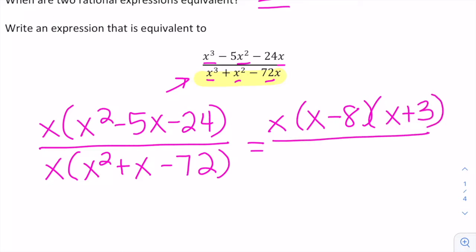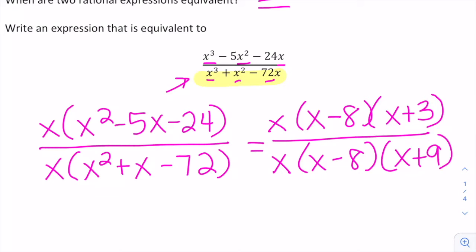And then in the denominator, we can also factor x squared plus x minus 72 because 8 times 9 makes 72. And then if I add them, well, we'll have to make one of them negative. So we'll make the 8 negative, so it's subtraction. So we're going to have x minus 8 and x plus 9. I had to make sure that bigger number was positive because we have a positive 1 here. So those are equivalent expressions.